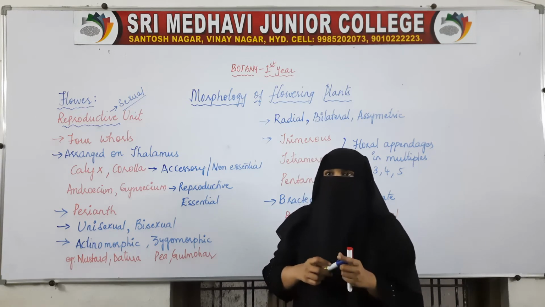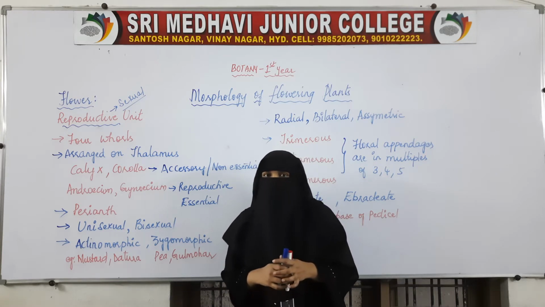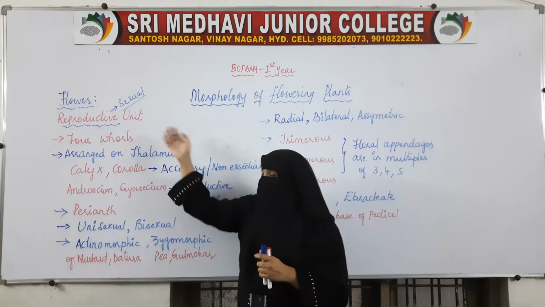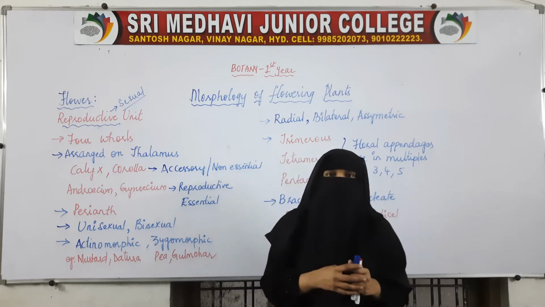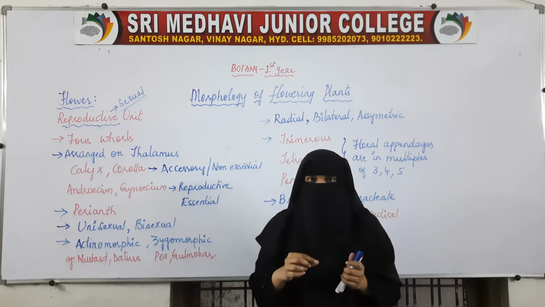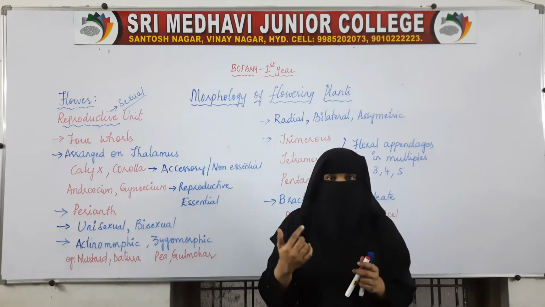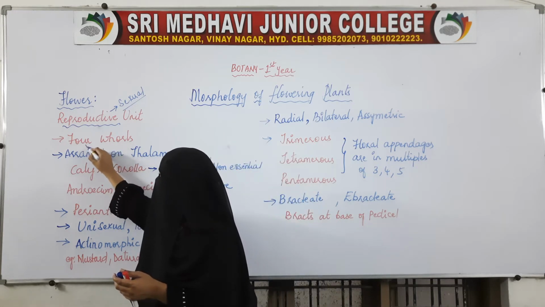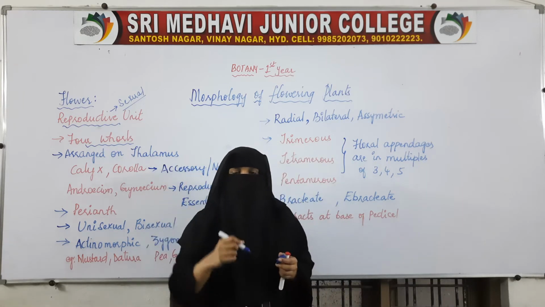So we already know the different parts of the flower. We have already studied them in our previous classes. The flower consists of the floral parts. Each flower can have 4 different parts, which are arranged in 4 whorls, that is, circle-like structures.